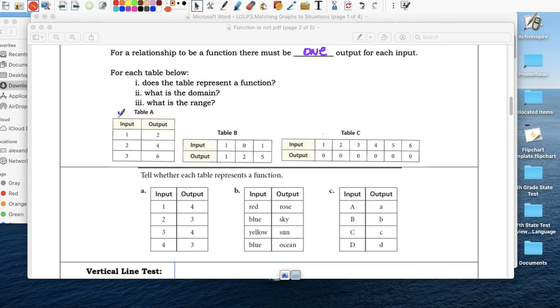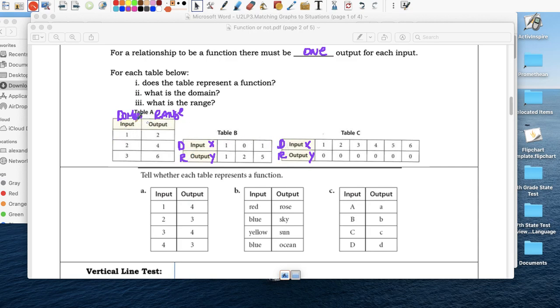So right off the bat, I can write, I'm going to be lazy, domain and range, right? My x values, my y values. So remember, input is always your x, output is always your y. Let me do that over here, and I'm going to put a D for domain and R for range.